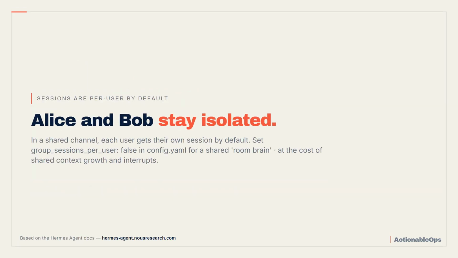Once it is in, sessions get smart. By default, each DM is its own session. Each thread is its own session. And inside a shared channel, each user gets their own session. So Alice and Bob in the same #research channel do not pollute each other's context. Flip group_sessions_per_user to false in config if you actually want one shared room session.